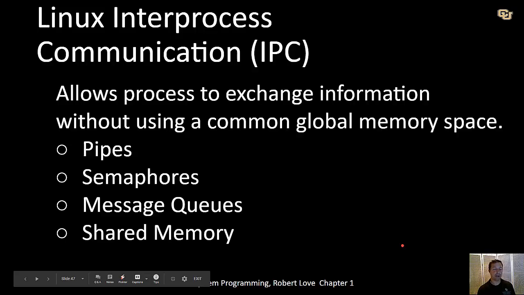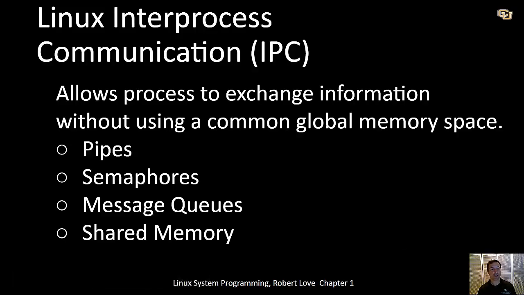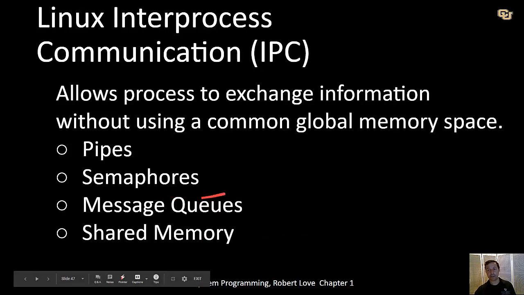So IPC more generically, or Linux interprocess communication, allows processes to exchange information without having that global memory space. Processes keep their own virtualized view of memory, but they can still exchange information with each other. There are several different IPC mechanisms, and we'll get into more detail about a couple of these later in the semester, but pipes, semaphores, message queues, and shared memory are all examples of ways that you can do interprocess communication in Linux.